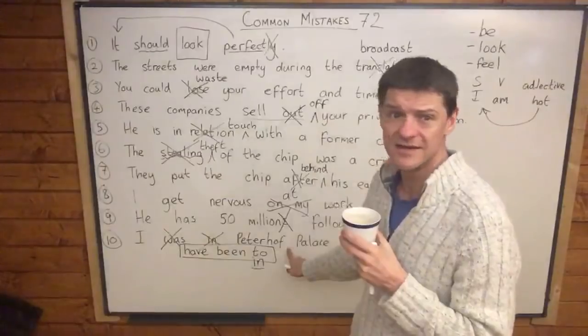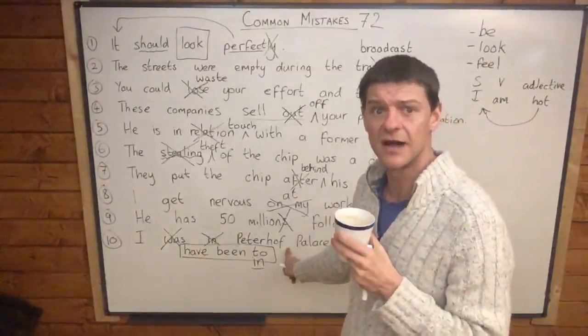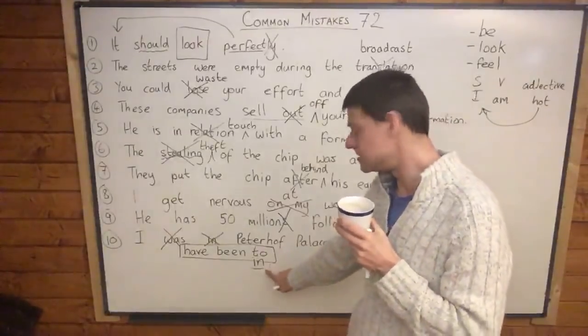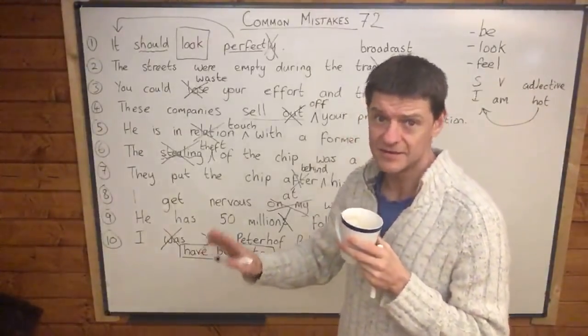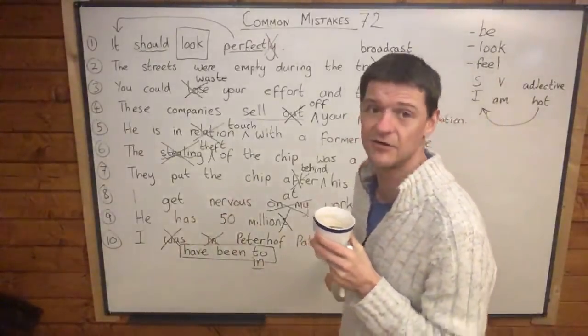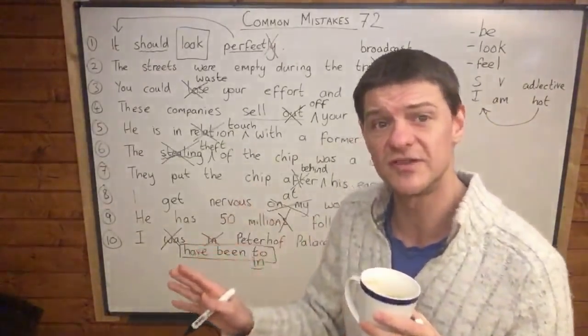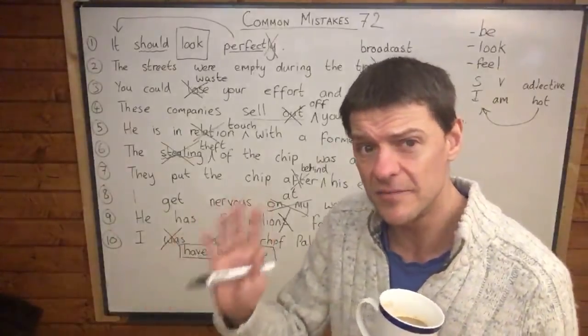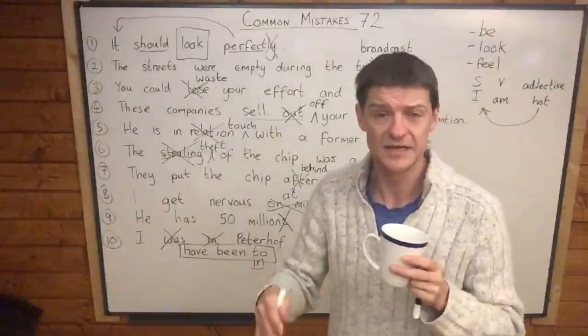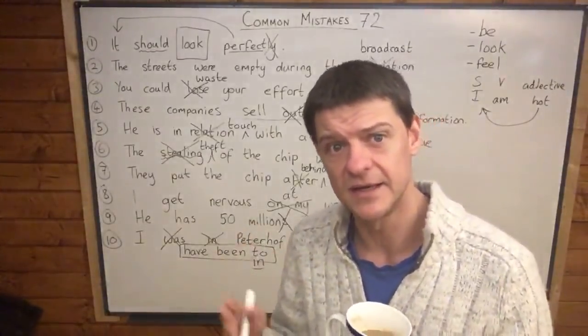If it's a country, get rid of in, use to. I have been to Japan, I have been to Brazil, but use in maybe. You don't have to though, you could use to here. I think it would be more natural to say I have been to Peterhof Palace twice, but you could use in here because it's a building. So I hope that's clear. Personally, I'd use to for countries and for buildings. It's just what I hear most people doing here.